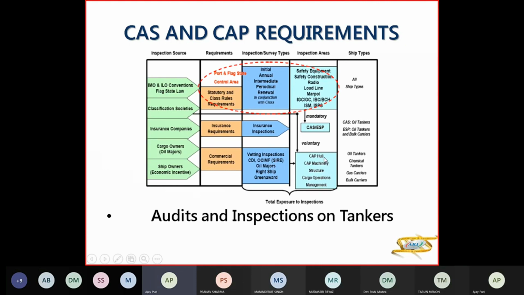So CAP can be Condition Assessment Programme, can be machinery, hull, cargo operation management. That is, can be for tankers, chemical tanker, gas carrier and bulk carriers. So this will require fatigue assessment also.